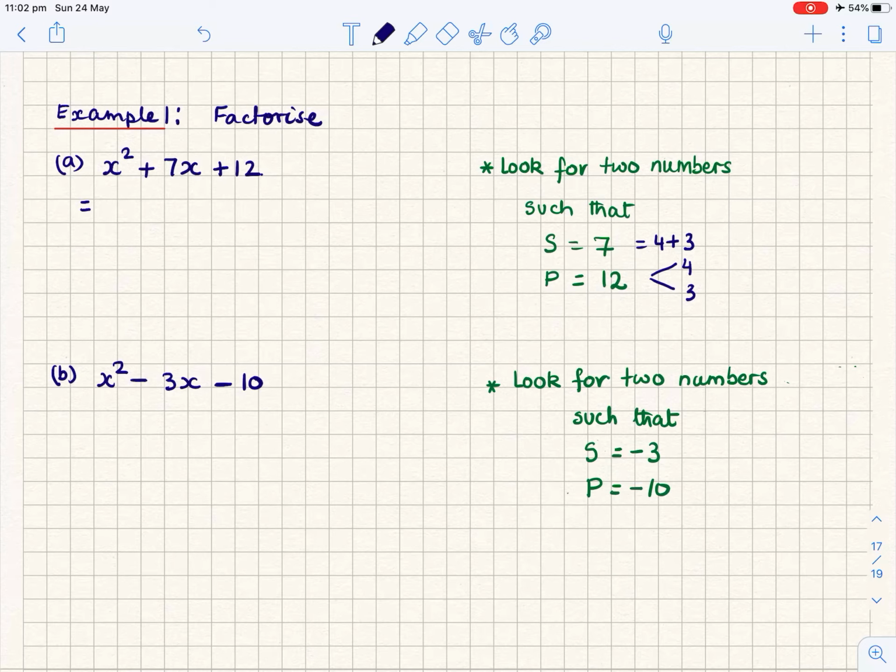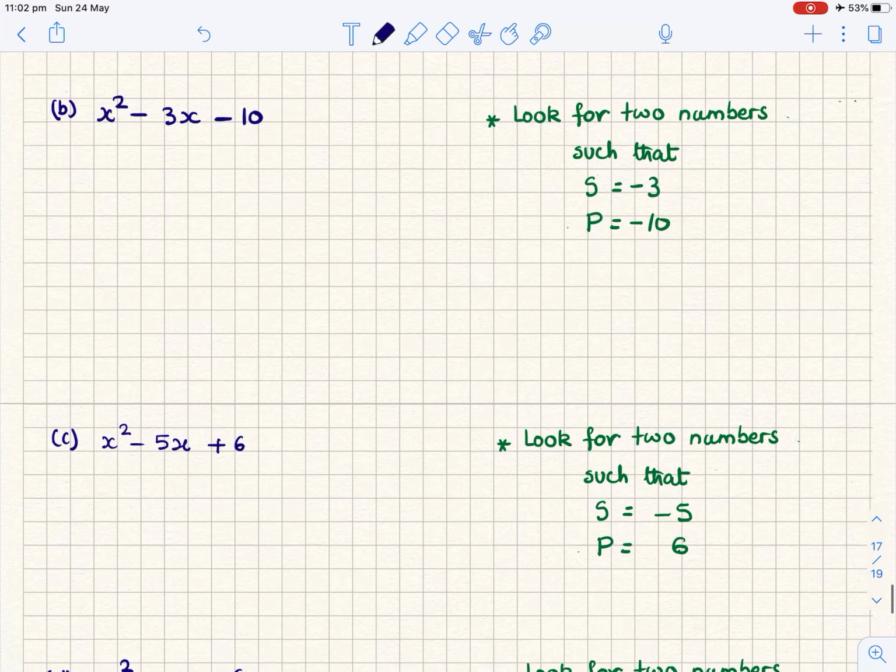So now what we do is set it out as two parentheses, write x and x. Because the two numbers are 4 and 3, just write plus 4 and plus 3. So x squared plus 7x plus 12 can be written as the product of binomial expressions, x plus 4 times x plus 3. And you can always check by expanding if your answer is correct or not.